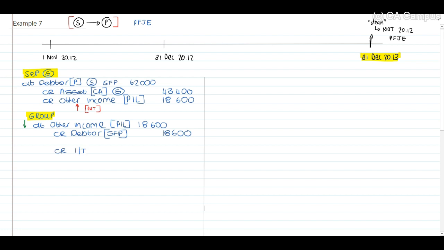Remember, no abbreviations in a test or in an exam, guys. Profit and loss. And we will have to debit our deferred tax in our statement of financial position. And this is an amount of 5208.